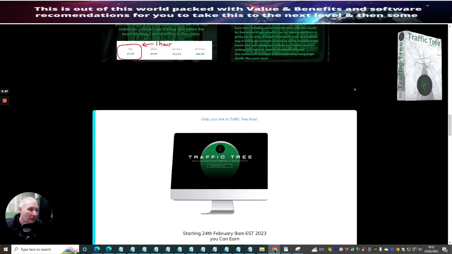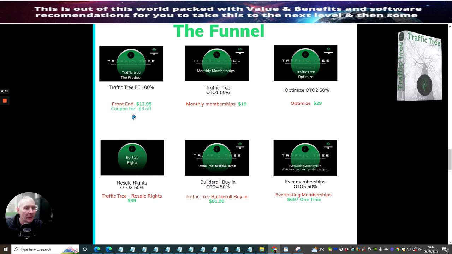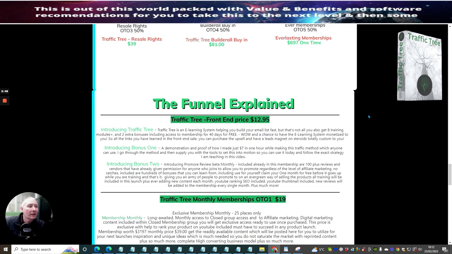So what I'm going to do is scroll through to the funnel. Basically with the funnel, you will be able to get the front end at $12.95. You've got the monthly memberships, Traffic Tree optimized, which I've talked about. This is really cool, right? Traffic Tree resale rights, Builderall buy-in, and then there is the everlasting membership at $6.97. Okay, so the funnel explained.